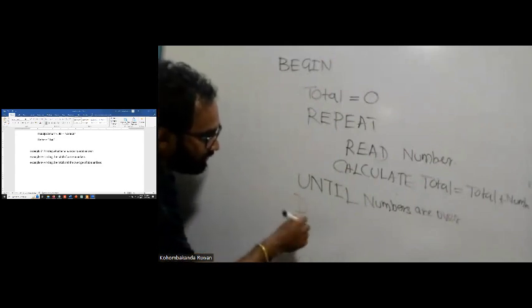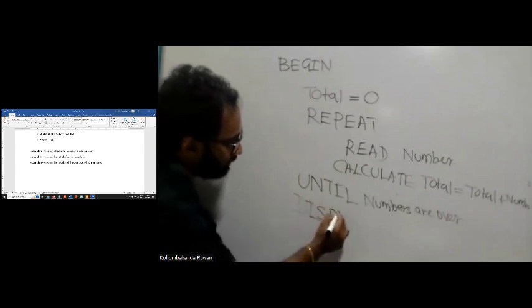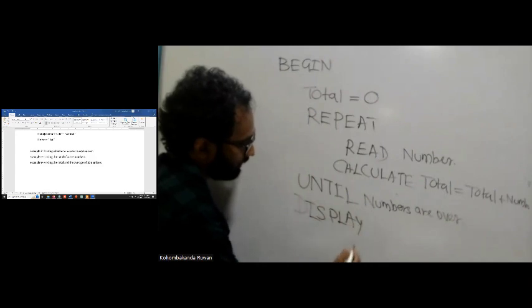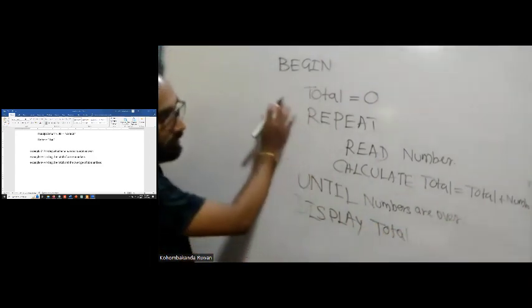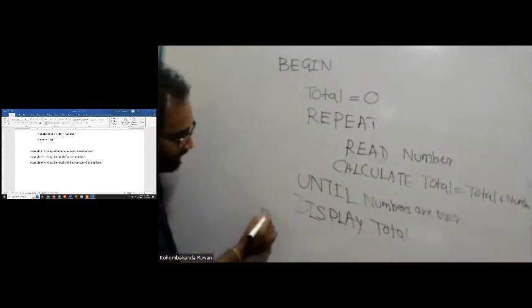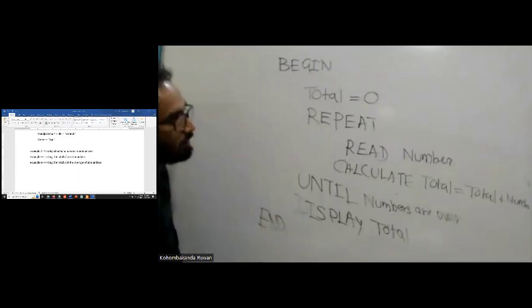You can display it. Display total finally. After that you can end the process. End. This is how we can write the pseudocode for finding the total of some numbers.